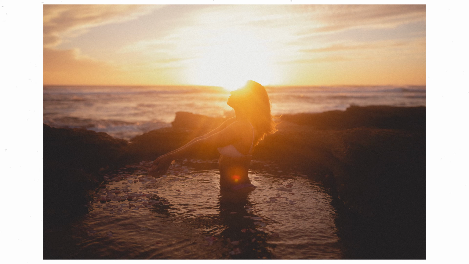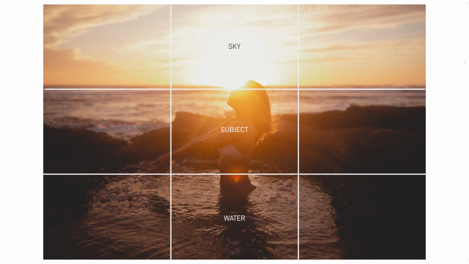Here we've got a different photo shoot that I shot earlier this year. What you notice by this image is that it's quite evenly balanced. So you've got 1/3 sky, 1/3 of it being the subject, and then around 1/3 water. And all this being quite evenly balanced and in proportion makes it really easy to look at on the eye.